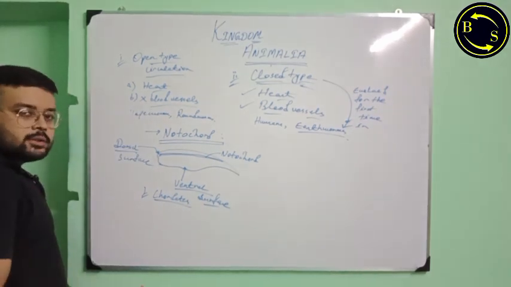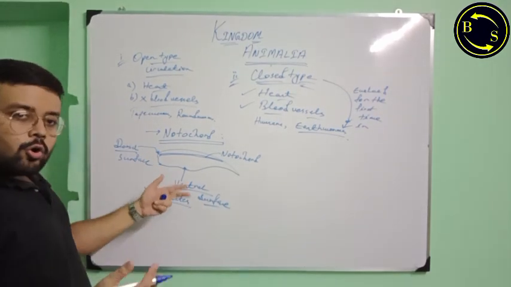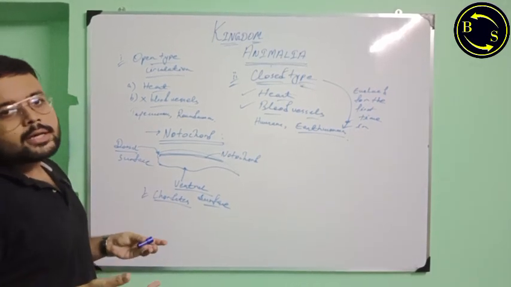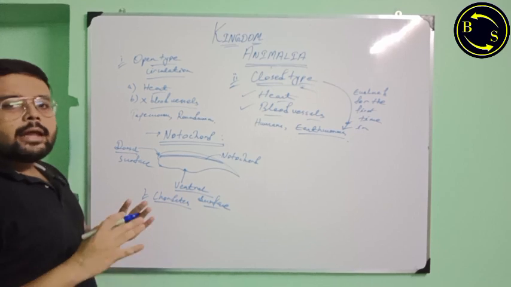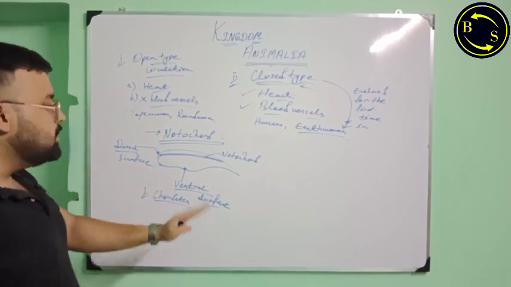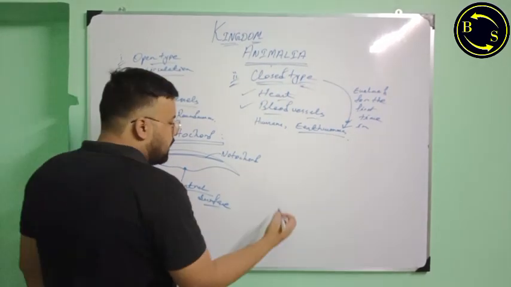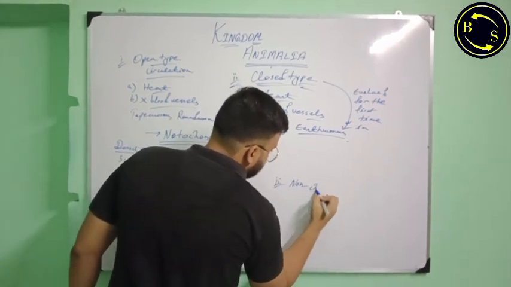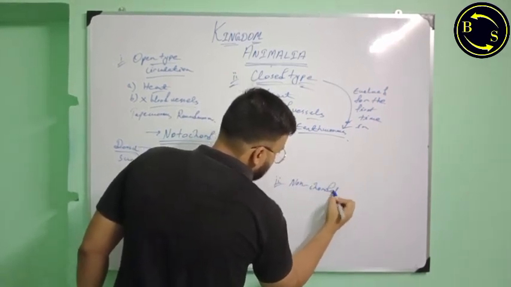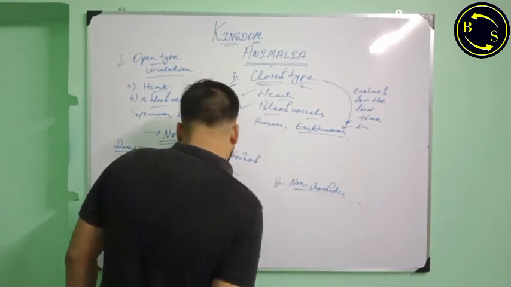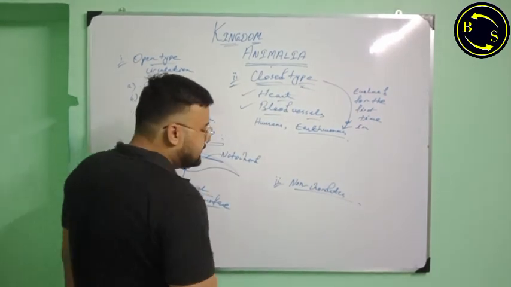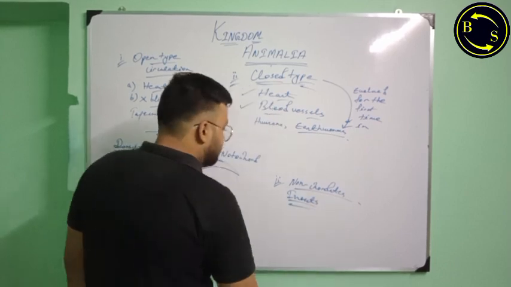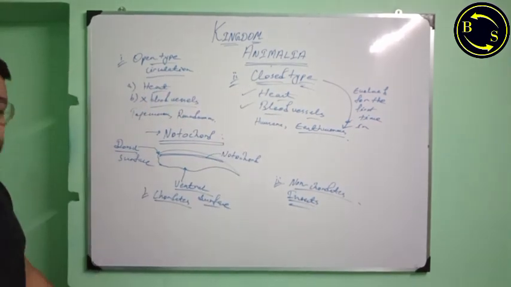And animals who do not have a notochord in any stage of their life, be it the larval stage, the embryonic stage, or the adult stage, if they lack this notochord, then they are known as non-chordates. For example, insects. They do not have notochord at any stage of their life.